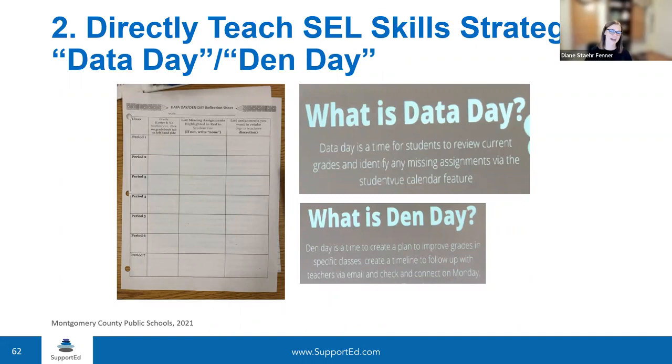Another example that I've observed in a middle school, in a very diverse school in Maryland, is what they call Data Day and Den Day. So they teach all of their middle schoolers self-advocacy skills and self-management. They set and monitor goals, and they reserve one period across the whole school each quarter where they take a look at how they're doing in terms of their grades and their classwork and their online portal. And they're able to then write down what assignments they're missing.